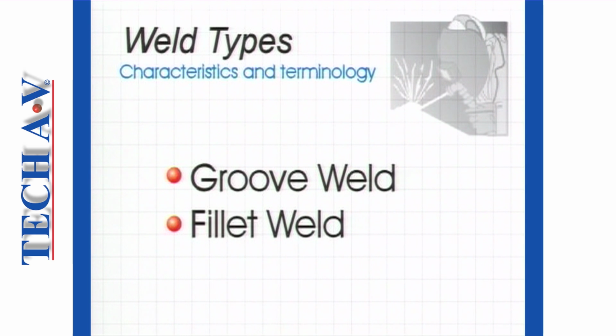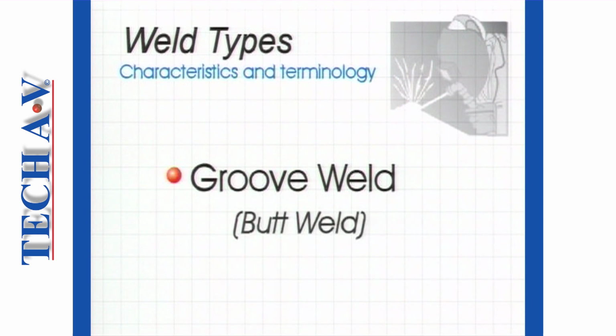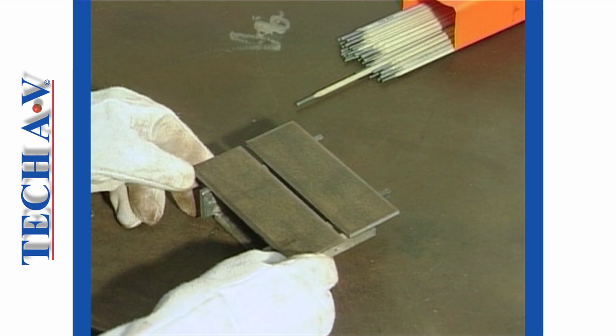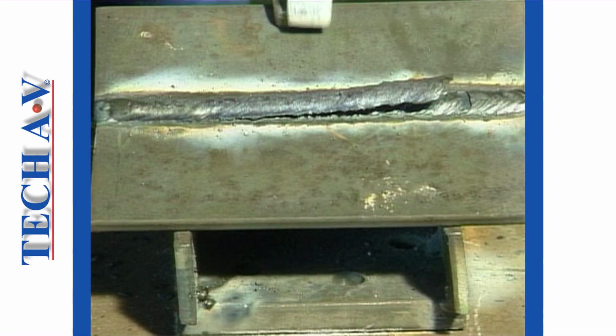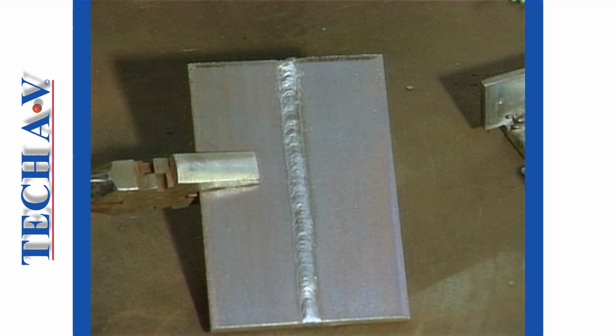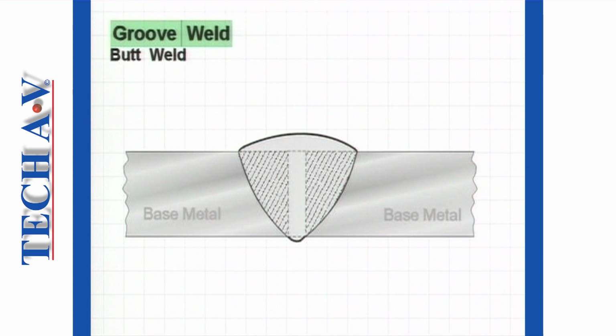There are essentially 2 types of weld. The first that we will describe is the groove weld, sometimes referred to as a butt weld. This weld is the result of a joint between metal members lying on the same plane. The characteristics and terminology associated with a weld are best explained when we view them in cross-section. A groove or butt weld has the following characteristics.